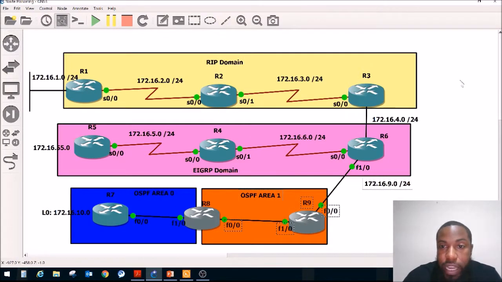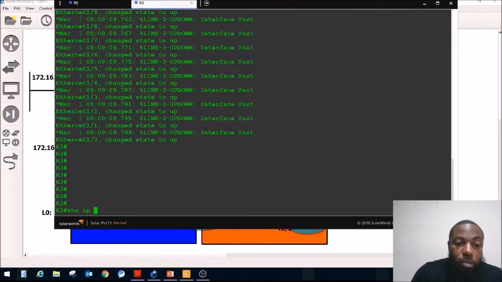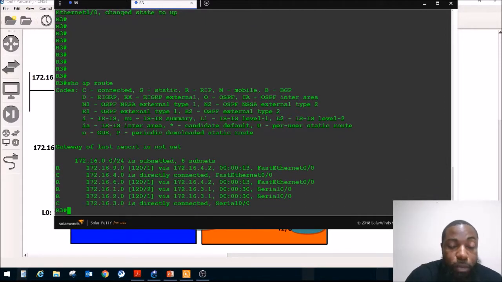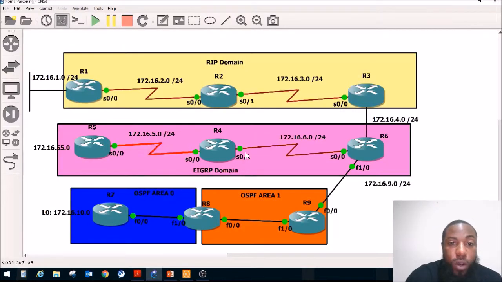Let's take a look at this network here in the RIP domain. We've got the 1 network, which I believe is going to be on a loopback. Then we have the 2 network in here, the 3 network in here, and we have routers 1, 2, and 3 in the RIP domain. Let's take a look at router 3 and see the RIP routes. Console into router 3 real quick. Show IP route. So he has all these RIP routes. He's got the 9 network, the 6, the 1, 2, and the 3. Anyways, we have the 1 network, the 2 network, and the 3 network.